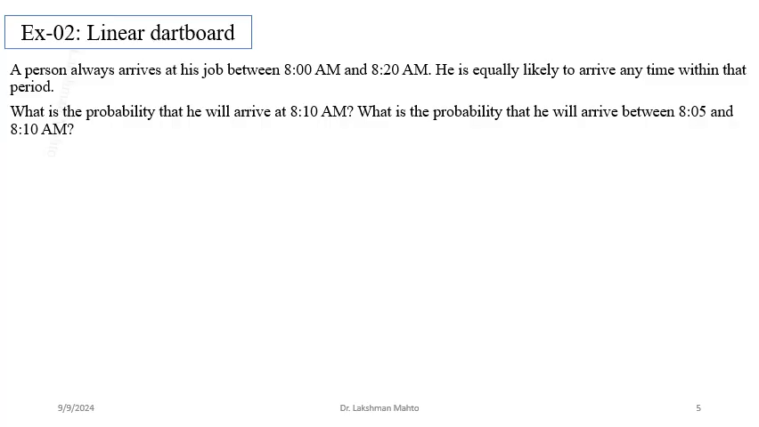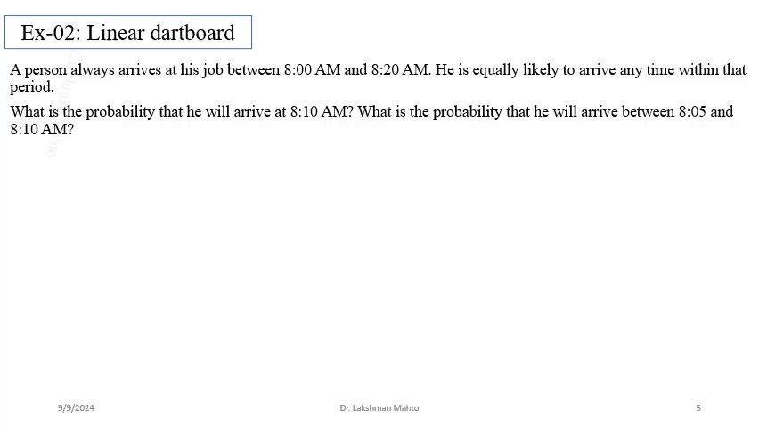This problem is also coming up in that case. A person always arrives at his job between 8 a.m. to 8:20 a.m. He is equally likely to arrive at any time within that period. Equally likely means uniform law. Uniform law is given there. Then there are two questions. What is the probability that he will arrive sharp at 8:10 a.m.? Second question, what is the probability that he will arrive between 8:05 and 8:10 a.m.?